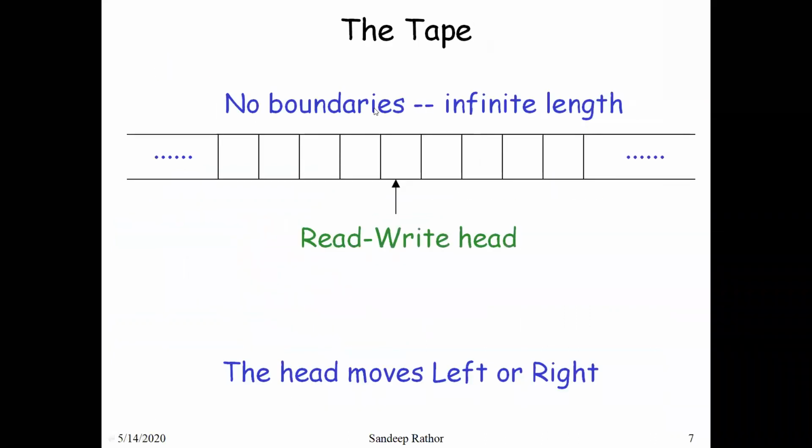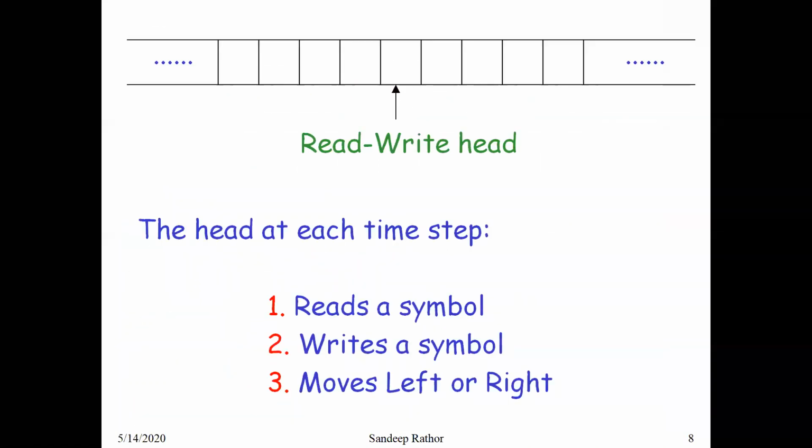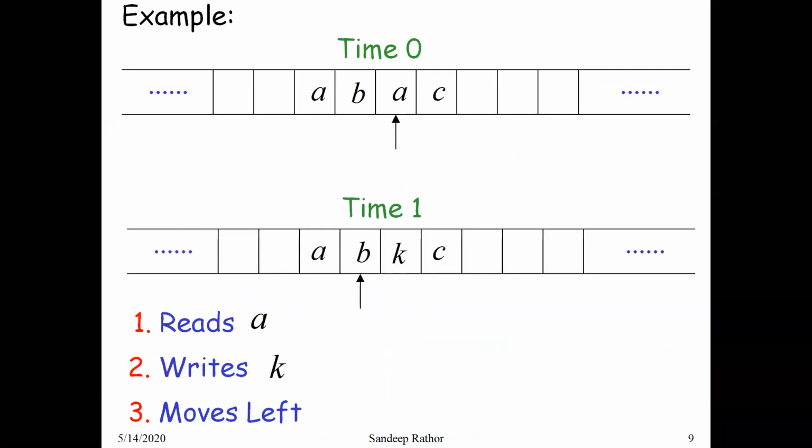How will the machine work? We can see it in a simple manner. This is the head. The job of the head can be explained: at each time step, the head reads the symbol from the tape, writes a symbol on the tape, and after that decides the direction, whether the head should move left or right. Suppose, for example, at time 0, the string is A, B, A, C, and the head position is on A.